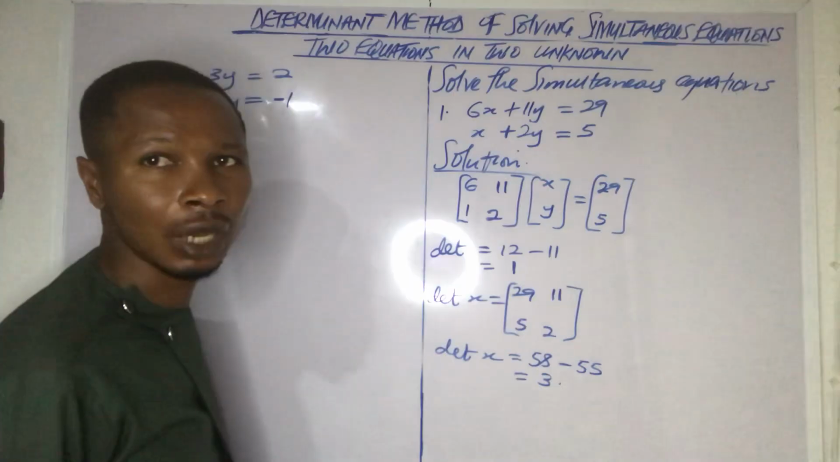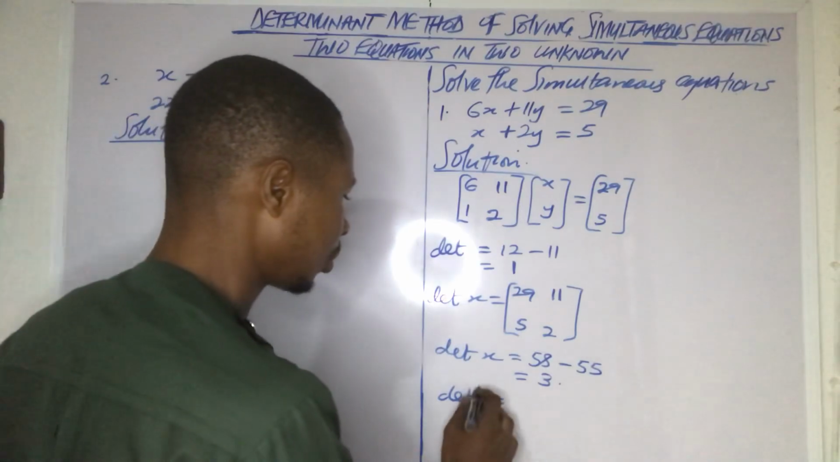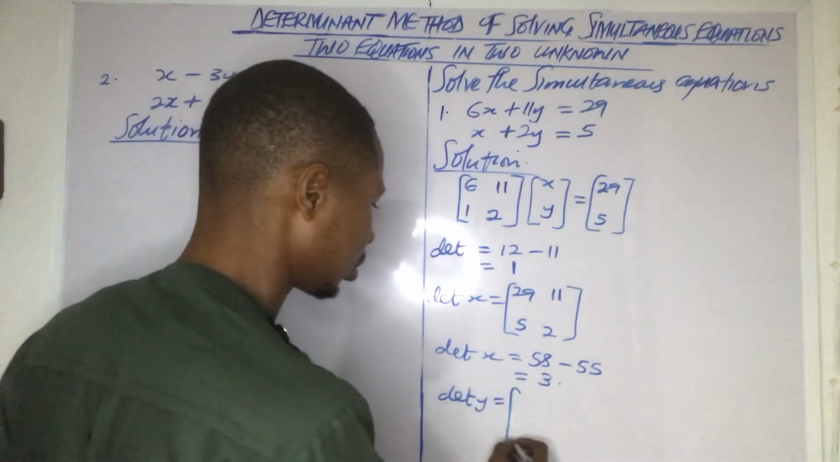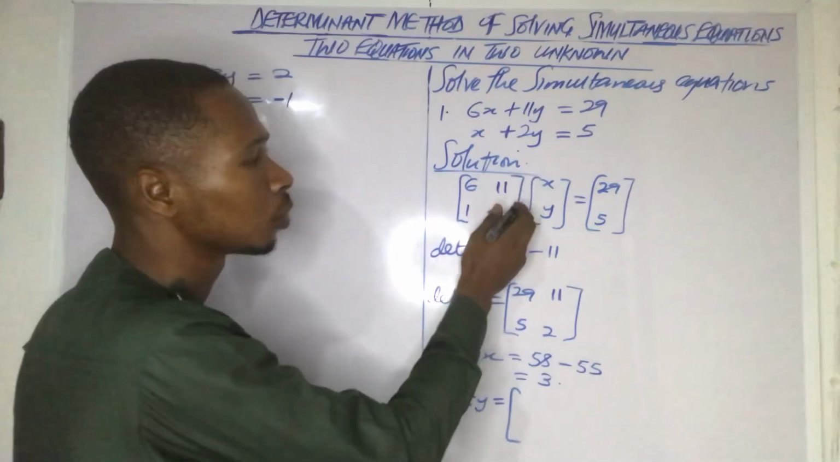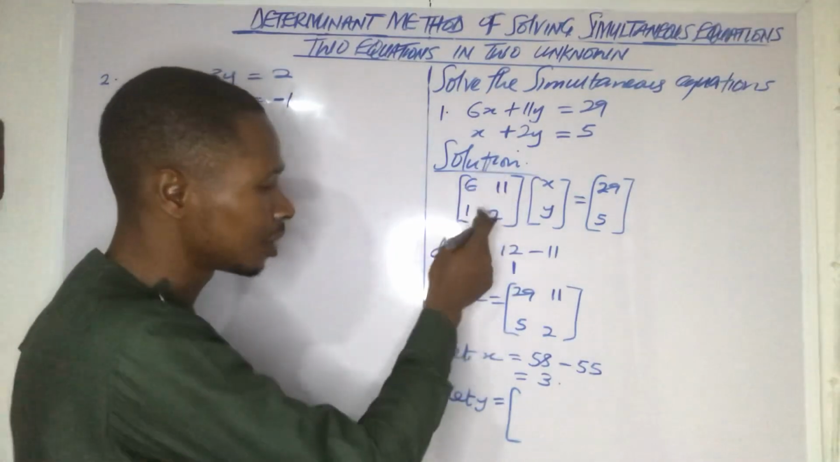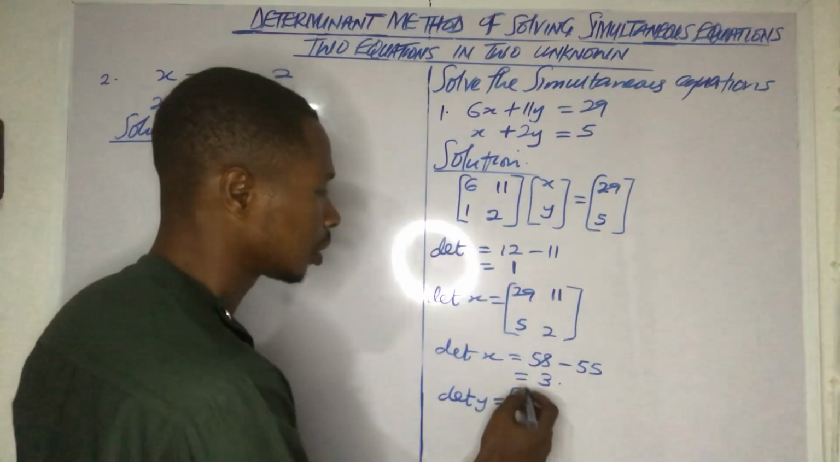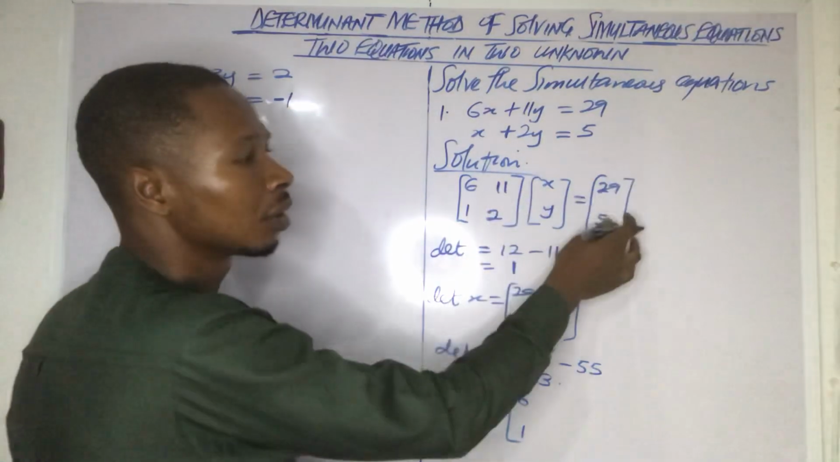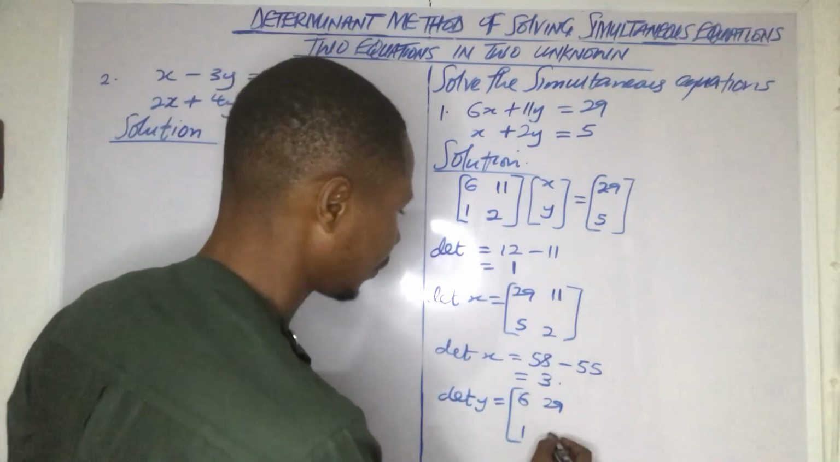Do the same thing for y. In this case, det y should now be equal to, now retain the value of the x coefficients. So for this one, you retain this one. So you have 6, 1. Then instead of writing the coefficient of y, write the value of the answer, which will be 29, 5.